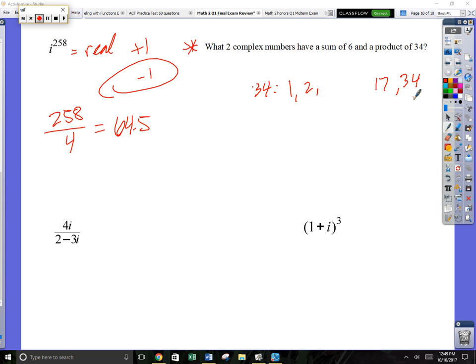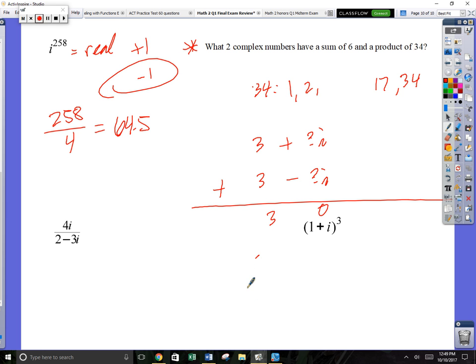So none of these real numbers are going to work, so we're going to use a combination of a real and imaginary. So they've got to sum to give you 6, and it's going to be this. We're going to use conjugates. So we're going to use 3 plus some imaginary and 3 minus that same imaginary. Because when I add them up, if one of the imaginaries is positive and one's negative, that creates a 0. 3 plus 3 creates a 6.